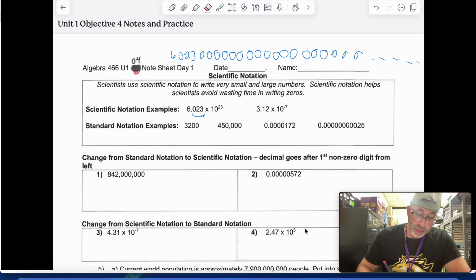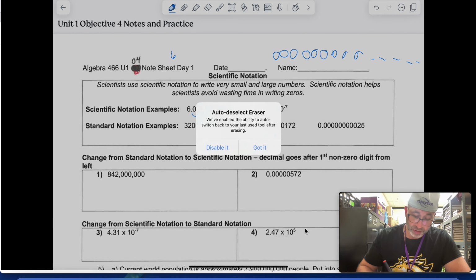Versus when we have another, let me go ahead and delete this. Auto switch back to your last use, disable it.